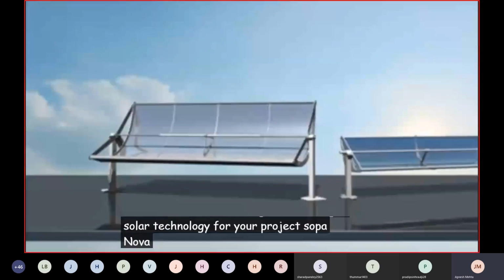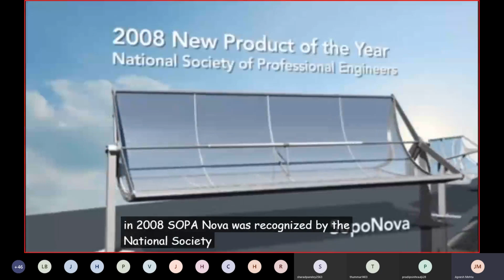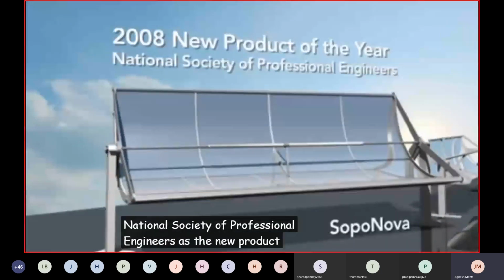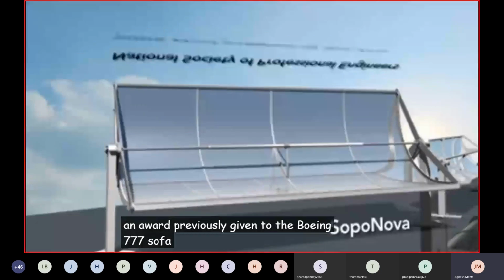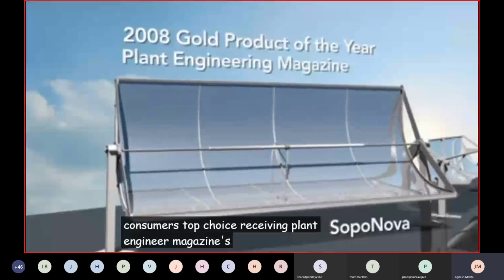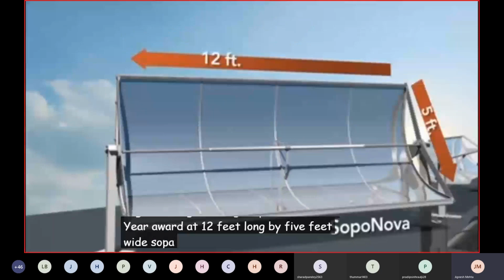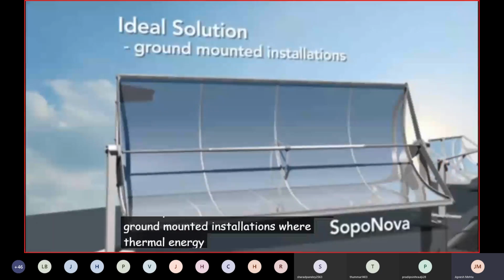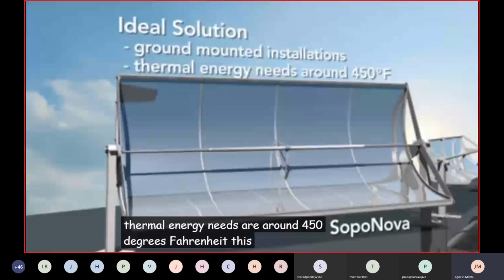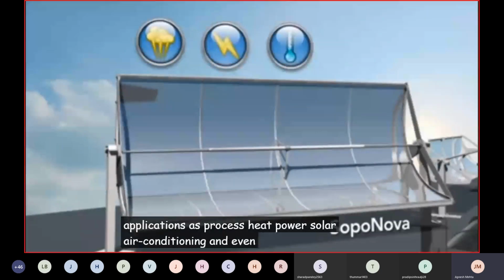Soponova is our award-winning medium temperature collector. In 2008, Soponova was recognized by the National Society of Professional Engineers as the new product of the year, an award previously given to the Boeing 777. Soponova was also selected as the consumer's top choice, receiving Plant Engineer Magazine's Gold Product of the Year award. At 12 feet long by 5 feet wide, Soponova is the ideal solution for ground-mounted installations where thermal energy needs are around 450 degrees Fahrenheit. This makes Soponova the right solution for such applications as process heat, power, solar air conditioning, and even hybrid uses.